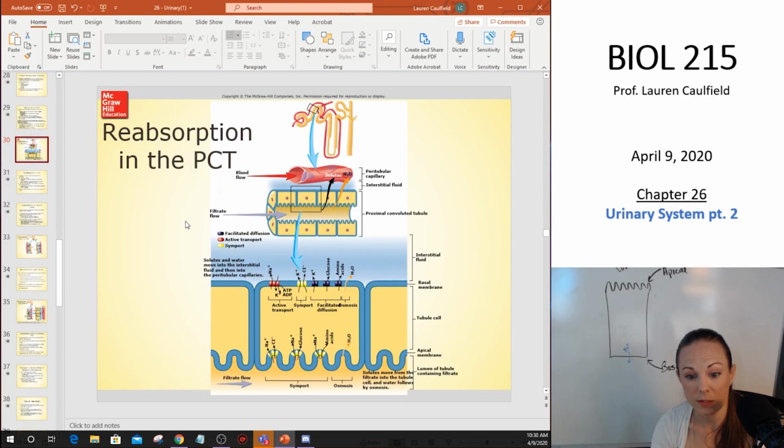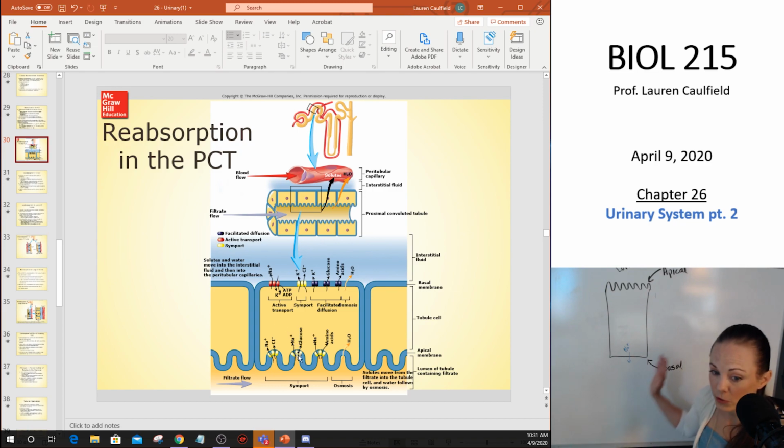All right, so here is a nice pictorial representation. Here is our lumen with our filtrate. Here is us moving our different substances across, and then it shows you what type of transport is happening on the basal surface to allow for those ions and molecules to be able to move back into blood circulation. So if you needed a better way of understanding what I drew up here, you can look at this slide.